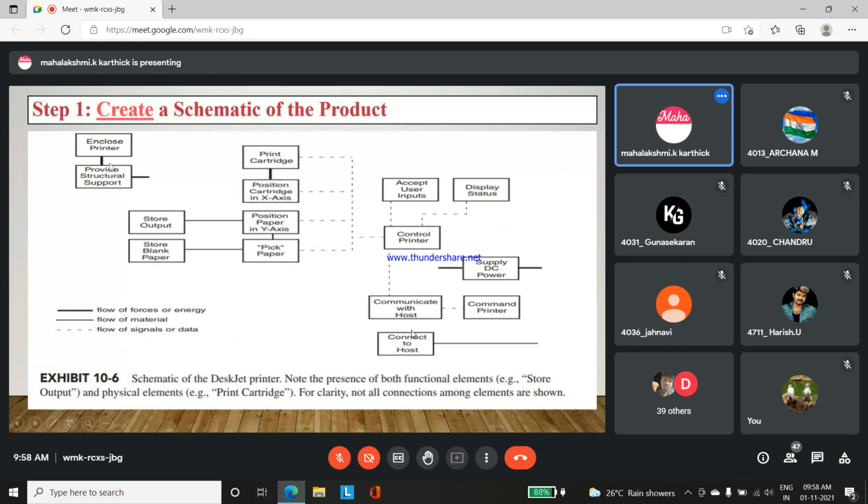So we have first found out what are the elements needed, and we have just scattered them in this step 1 process. We have not clustered them together, we have just understood what are the elements necessary for creating that particular product. From the beginning, like enclosing the printer, a metallic part should be enclosed for the entire product. You have to provide a structural support for it, and for storing the blank paper, there should be a tray given, a paper tray. All the elements have been identified in the step 1 process.